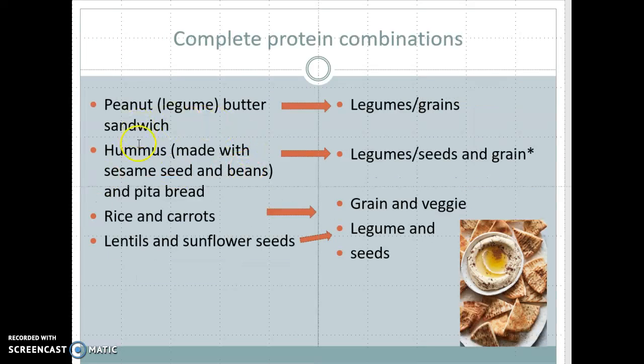So here's an example. A peanut butter sandwich is considered complete protein because it's a legume and a grain, or lentils and sunflower seeds, because legumes and seeds have complementary protein. So that's all for chapter 6, part 1. Those are the important things to review.